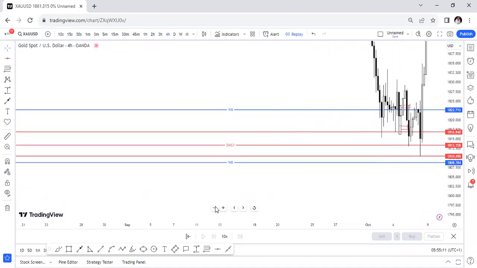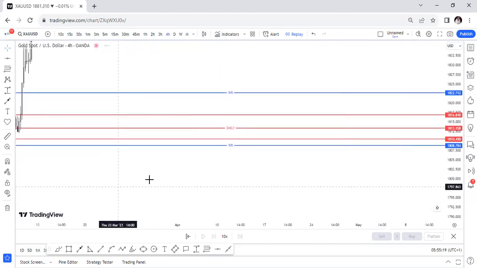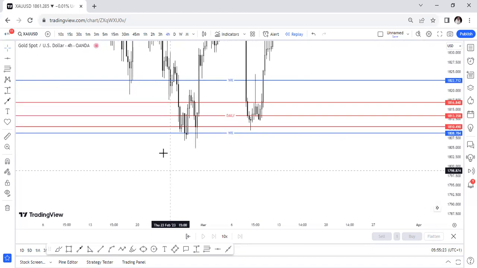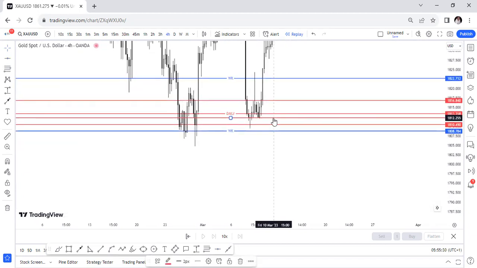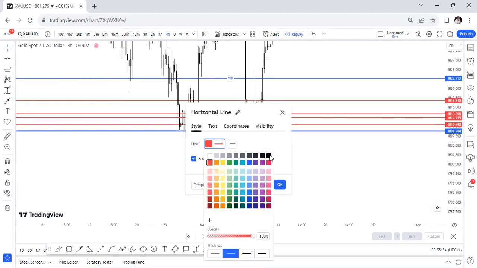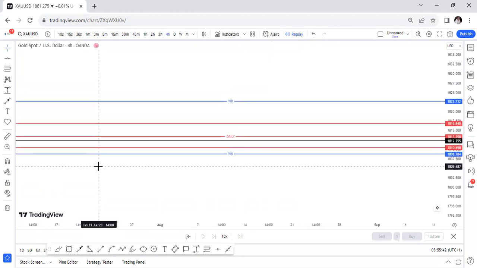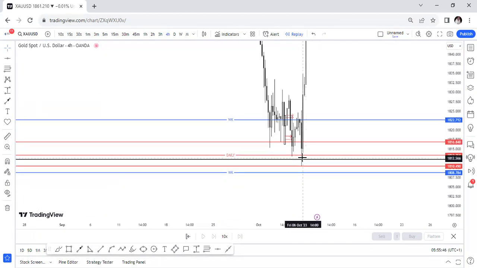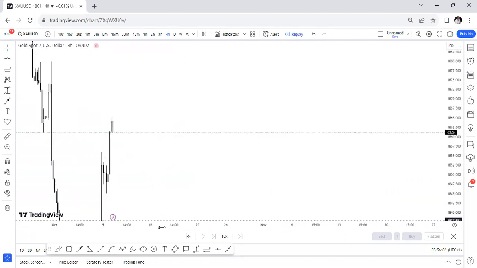Let's check the 4 hours. So there's a lot of congestion there. On the 4 hours, this thing was tapped into on the daily, right? Daily was tapped into. The weekly has not really been, so it's still within the zone on weekly. So it was until there was a breakout here, right? A breakout.